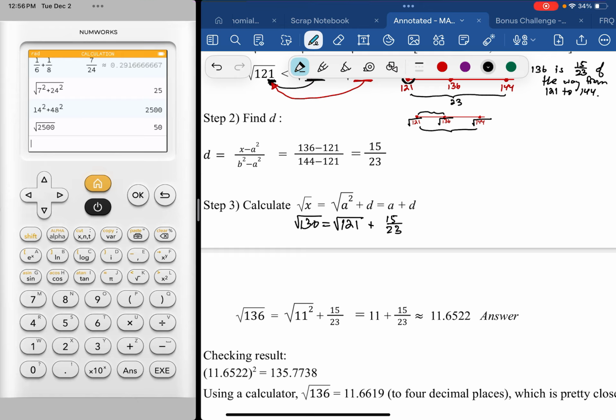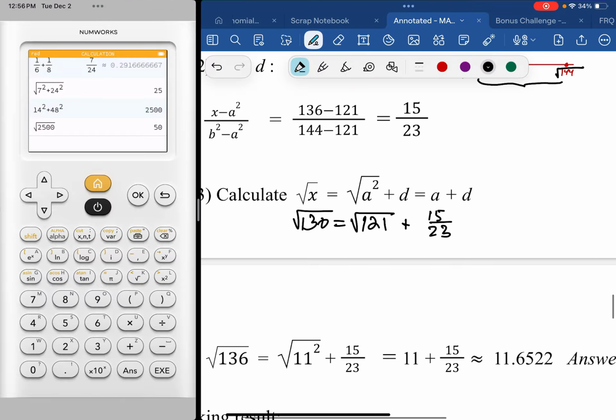If we're talking about 23rds, halfway of that would be 11 and a half. So a little bit more than halfway from 121 to 144. So this would be a little bit more than halfway from radical 121 to radical 144, so we add on that extra value. That gives us 11 plus 15 23rds, which gives us 11.6522. I'll type it in anyway.